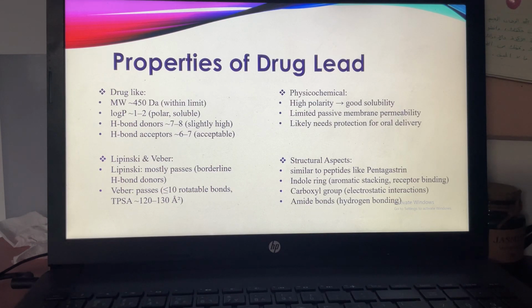So the properties, we have 450 Da with log P from 1 to 2, soluble. The Lipinski and Veber rules mostly pass, only a little high in hydrogen donors. And the physicochemical, it's soluble but low permeability, may need protection. The structure is similar to other peptide drugs like pentagastrin. It has important pharmacophores: indole, carboxyl, and amide groups.